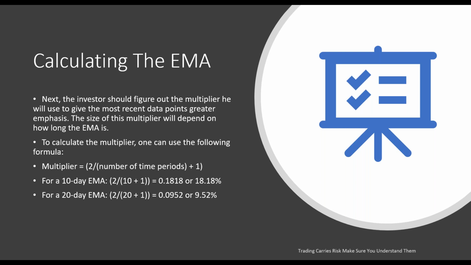0.1818, which is the multiplier we use on the current value, the current simple moving average, to add to it to place it on the chart. If we're using a 20-day, it's 2 divided by 20 plus 1, or 0.952.